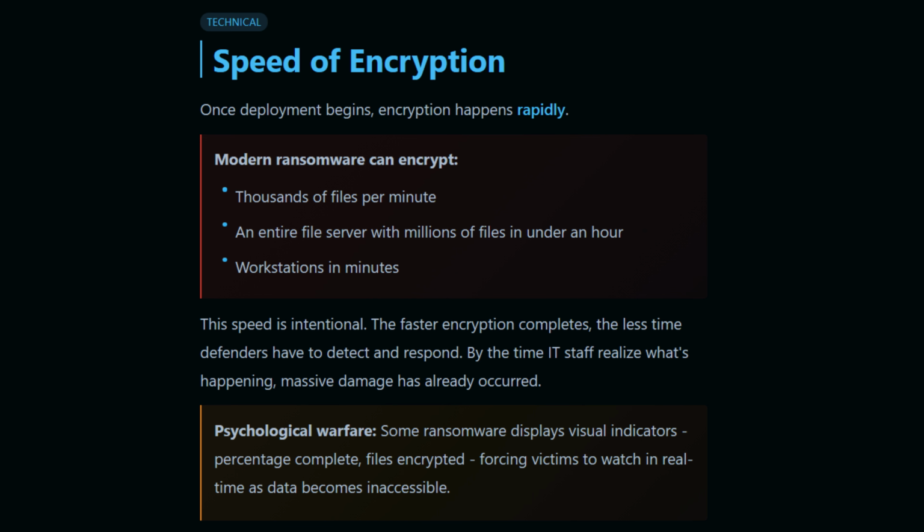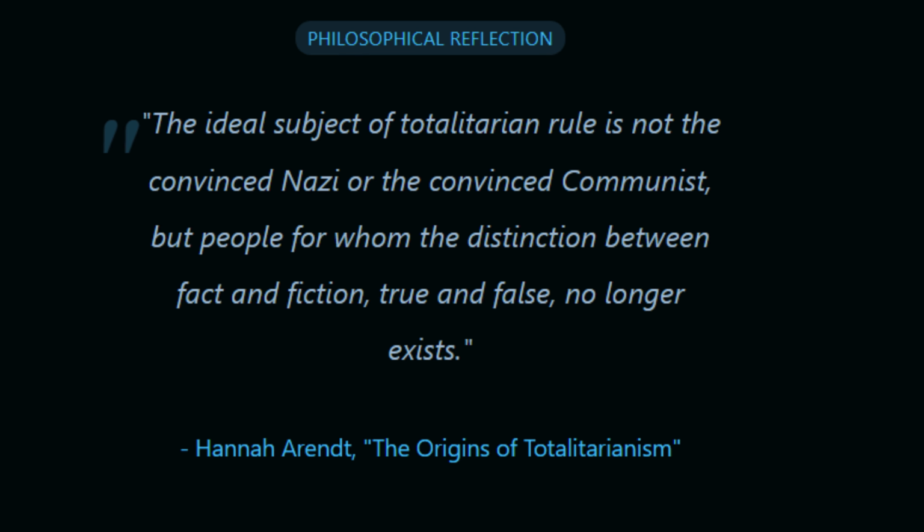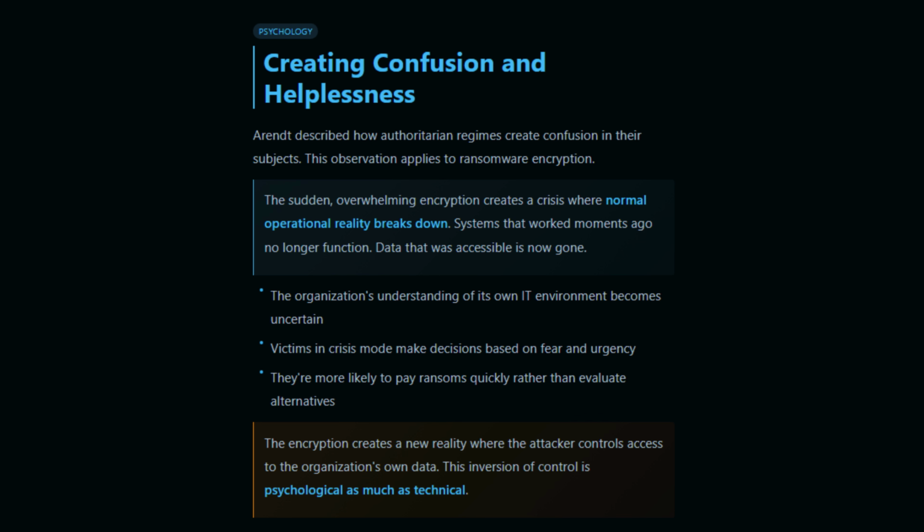There's a relevant quote from the philosopher and historian Hannah Arendt. In her book, The Origins of Totalitarianism, she wrote, "The ideal subject of totalitarian rule is not the convinced Nazi or the convinced communist, but people for whom the distinction between fact and fiction, true and false, no longer exists." Arendt was describing how authoritarian regimes create confusion and helplessness in their subjects. This observation applies to the ransomware encryption phase.